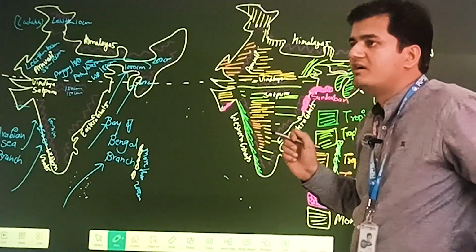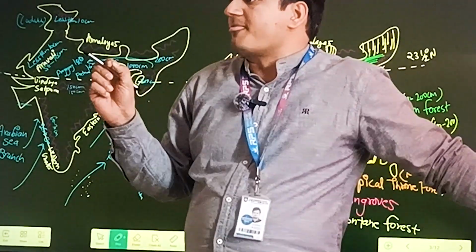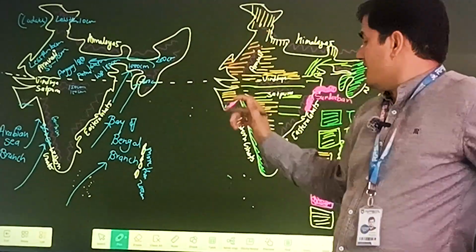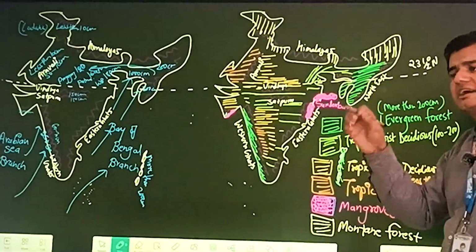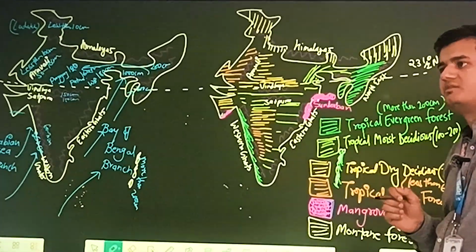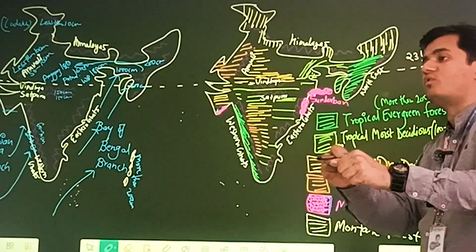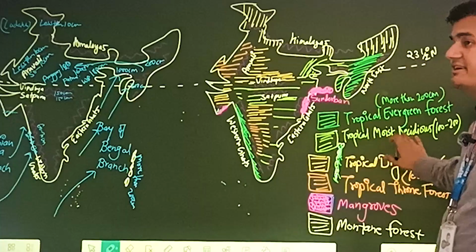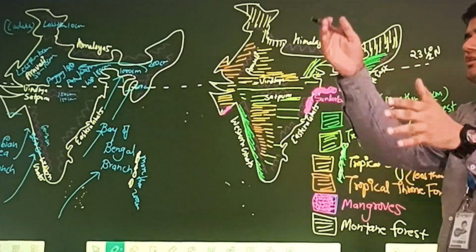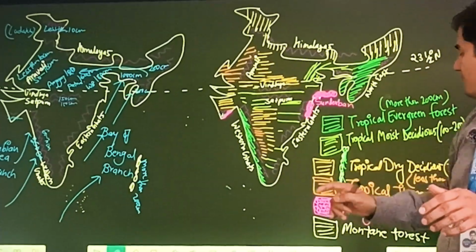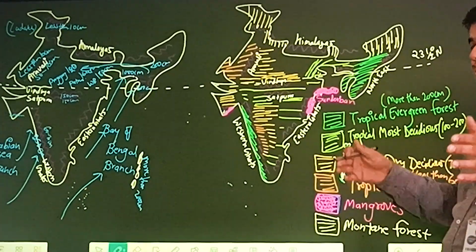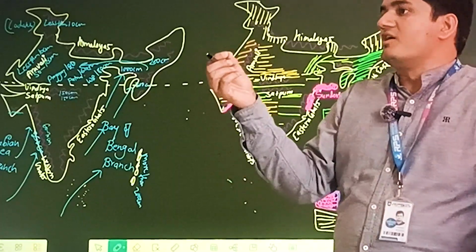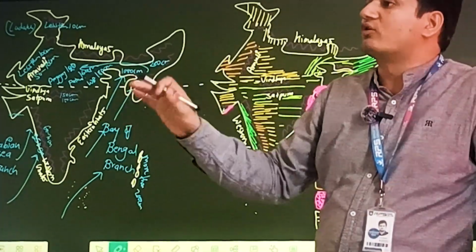Evergreen means, yes, these trees do not shed their leaves throughout the year, while deciduous forests shed their leaves in a particular season so that they can conserve the water. Moist deciduous have a short time period for shedding their leaves, while dry deciduous forests have a longer time to shed their leaves. That means these trees will live for a longer time without leaves.